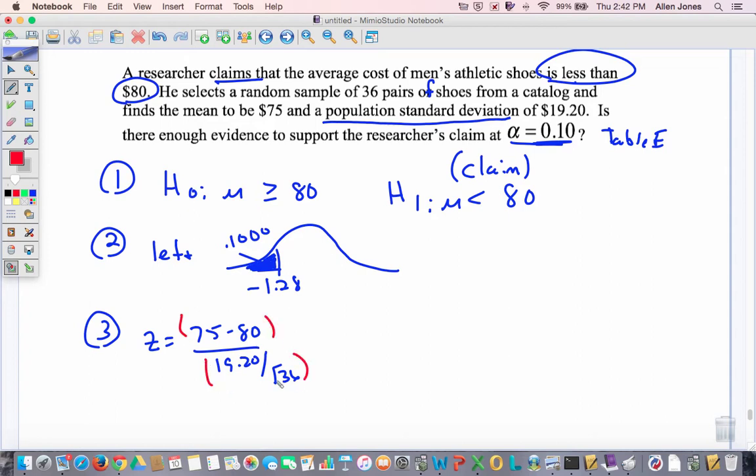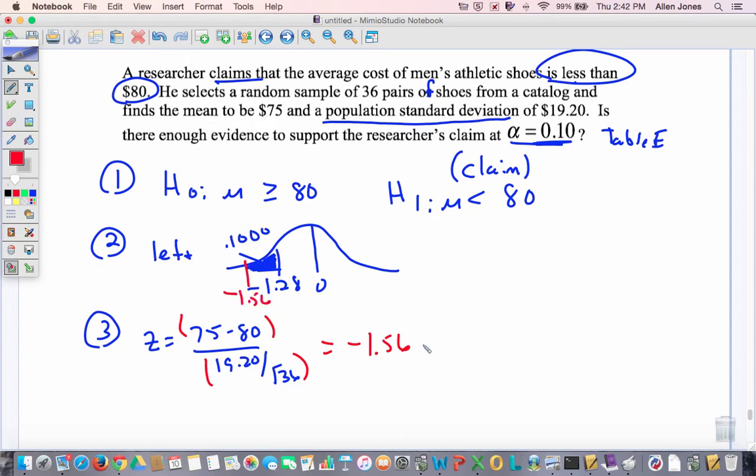1920 divided by the square root of our sample size, which is 36. Didn't put this on the last one, so I'm going to put it here as a reminder: order of operations on our calculator, put those in parentheses. So we have negative 5 divided by the 1920 divided by the square root of 36, and I get a test score of negative 1.56.